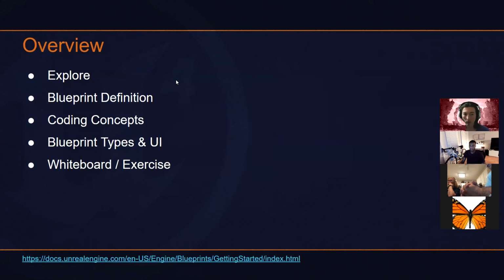And the outline of this class will be exploring the project. We'll go over blueprint definitions, coding concepts, different blueprint types, their particular UI, and then we'll bridge the gap between the coding concepts and the exercise by doing a whiteboard time. And then we'll jump in and see how far we get making the battery and the light exercise.